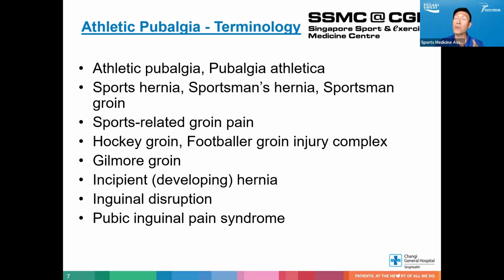So we need to be aware when we start to read, especially some of the older literature, that when they are talking about these different things, they are talking about the same thing. But for today, there's no consensus as to what to call it exactly, but athletic pubalgia seems to be gaining traction together with things like sports hernia. Sports hernia on its own is a bit of a misnomer, meaning that it isn't actually a hernia per se. So some experts have said that because it's a misnomer, we should avoid calling it a sports hernia or sportsman hernia, just because it's really not a hernia.